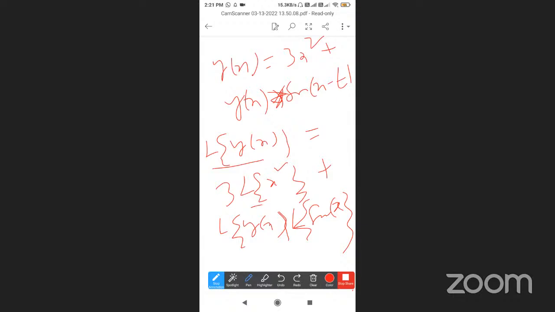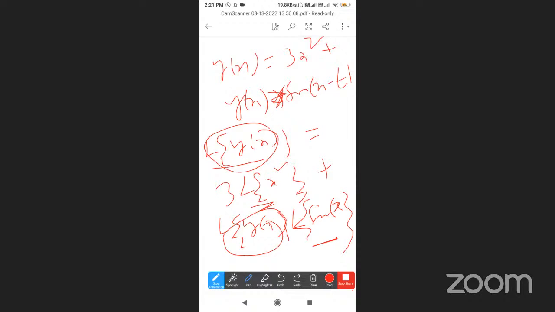The Laplace transform of x square is a formula: n factorial by s to the power of n plus 1. For x square, n factorial by s to the power of n plus 1. This is y bar of s, and this is also y bar of s. Then the Laplace transform of sin x, where you can apply the formula.